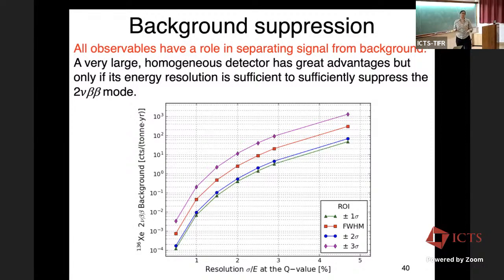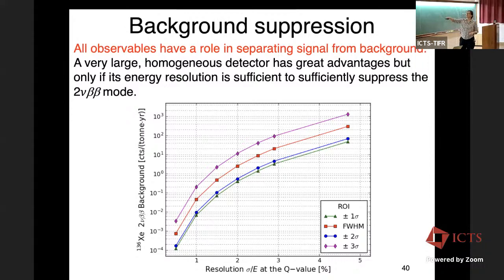So that's one way that we can do background suppression, is by doing this topological discrimination between signal and background. We also have, of course, the energy variable. So ultimately, that works for gamma backgrounds. It doesn't work for the true neutrino double beta decay background. So at the end of the day, if your energy resolution isn't good enough, your true neutrino double beta decay background will still kill you, and that's going to look exactly like your signal in the region of interest. So that does set a limit, or it sets a scale for what our energy resolution needs to be.